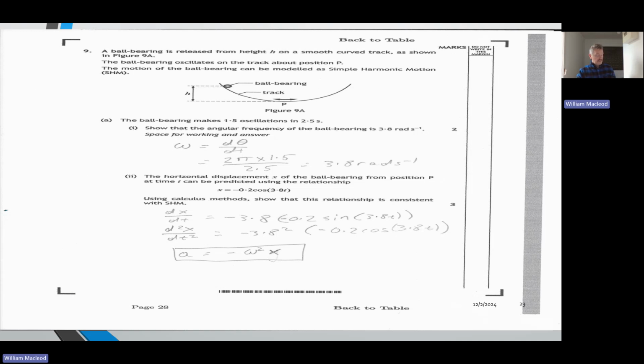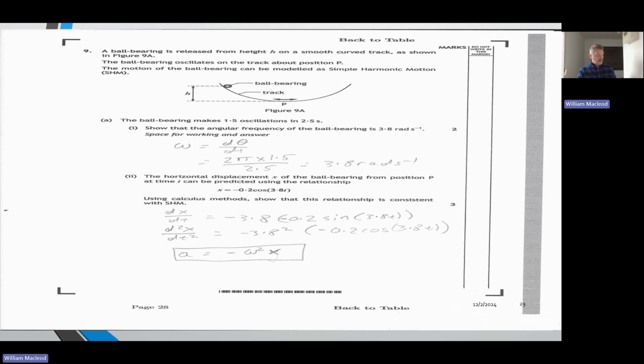Well, you use the relationship, the angular frequency is equal to 2 pi times the frequency. So the frequency would be, well, it's 1.5 oscillations in 2.5 seconds. So the frequency is just 1.5 divided by 2.5. So we can put that together to give you 2 pi times 1.5 divided by 2.5, and that indeed does give you 3.8 radians per second.